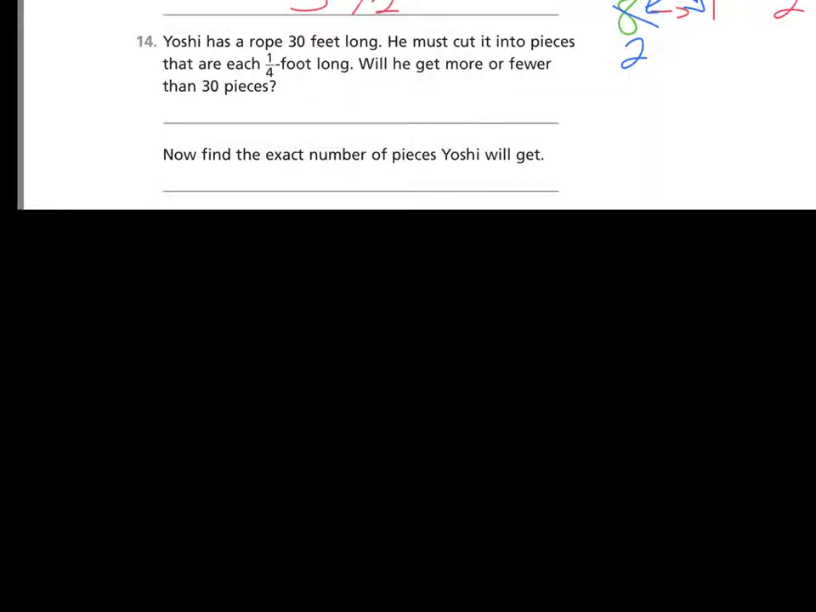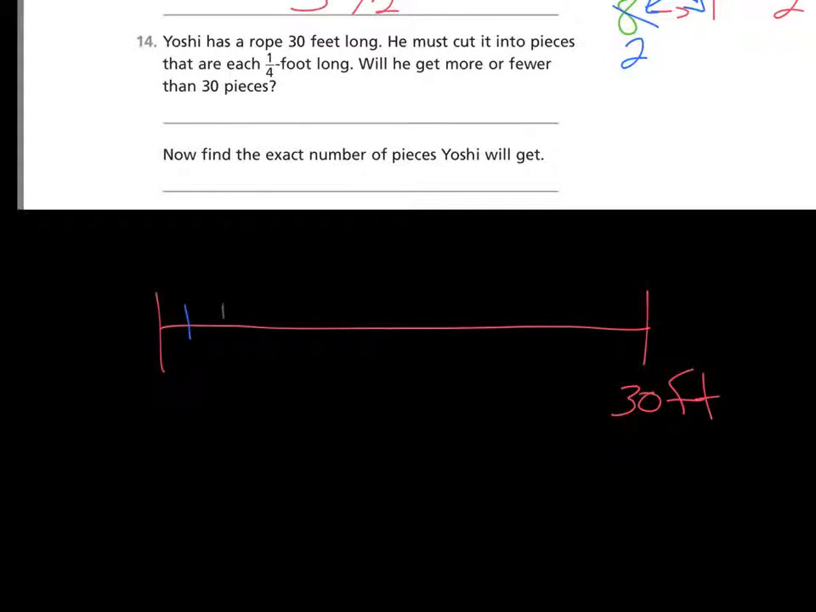Question 14. I have a rope that's 30 feet long. I hope that immediately you're thinking about drawing that rope and labeling it 30 feet. I'm going to turn that rope into a number line. I have to cut my rope into pieces that are 1/4 of a foot long. I don't know what that's going to look like, but I know I'm going to be cutting this rope into pieces. And I know that each piece that I cut is going to be 1/4 of a foot. Each of these equal places will be 1/4 foot.